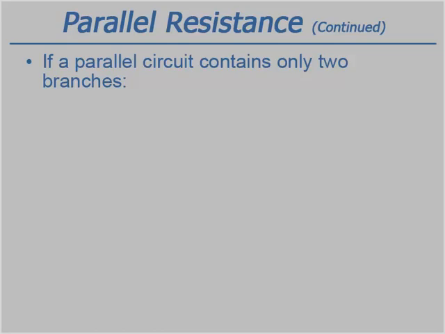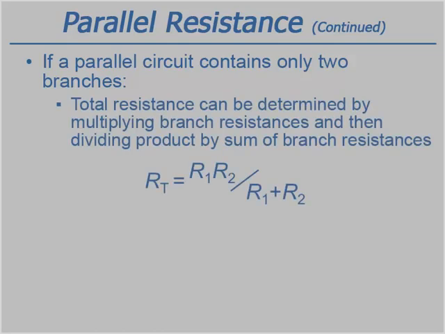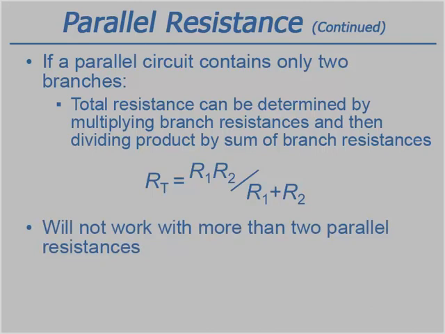The second simplified equation can be used when a parallel circuit contains only 2 branches. In this case, it may be easier to determine the total resistance by multiplying the 2 branch resistances and then dividing that product by the sum of the 2 branch resistances. It is important to remember that this equation may only be used if there are 2 parallel resistances. It will not work if there are more than 2 parallel resistances in the circuit.